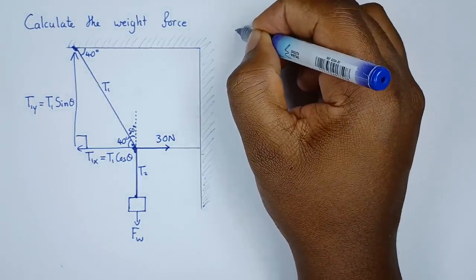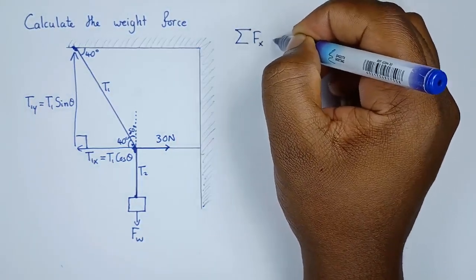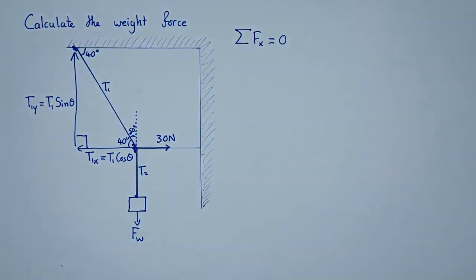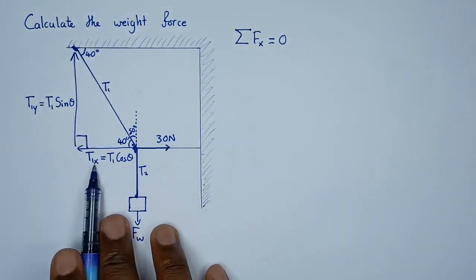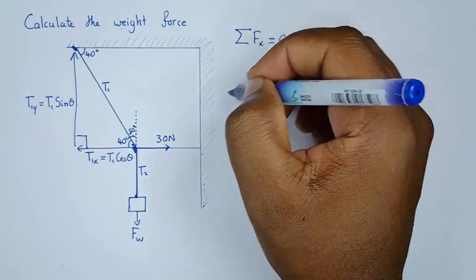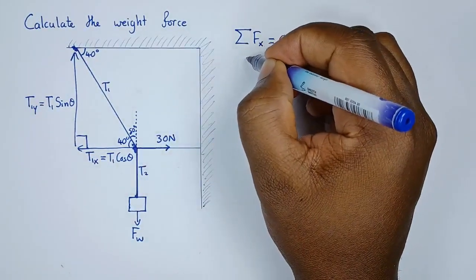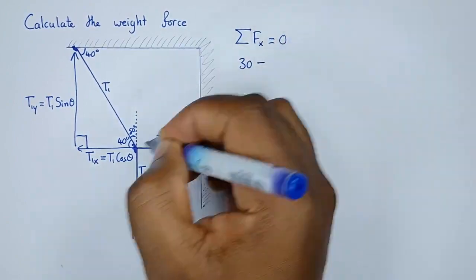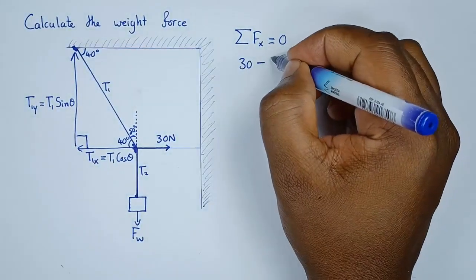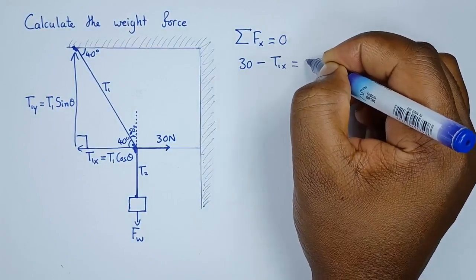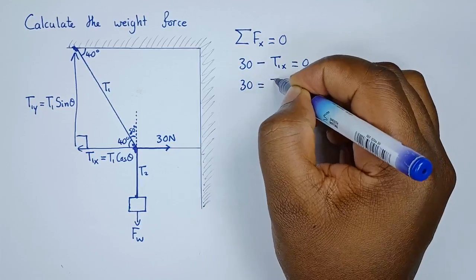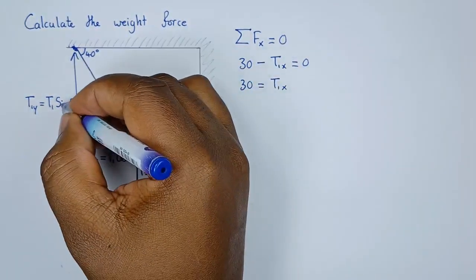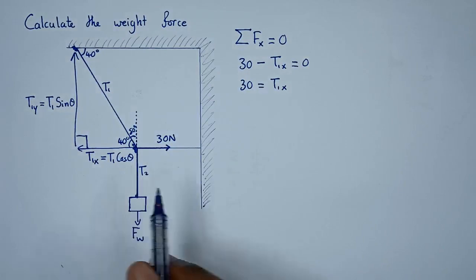So to start with, the summation of forces in the x is equal to 0, because remember this system is not moving, it's static. So the two forces that we have in the x-axis are 30 and T1x. The one going to the right, we can consider as positive, which is 30. And the other one going to the other side, you can consider as negative, which is T1 in the x. Everything is equal to 0. If we cross over, we'll have 30 is equal to T1x. Now remember, T1x is T1 cos.